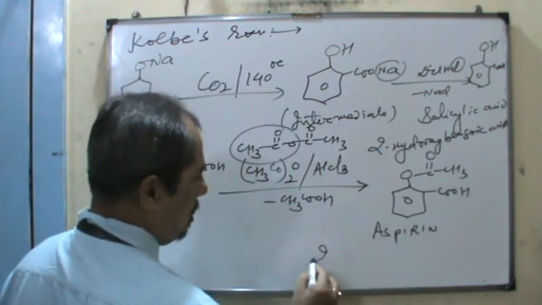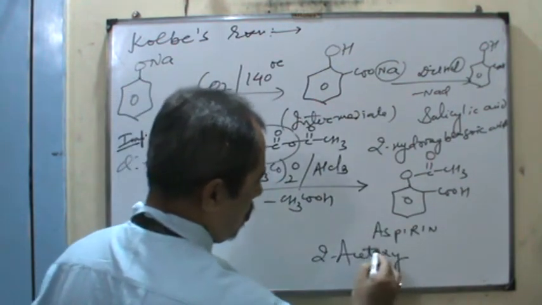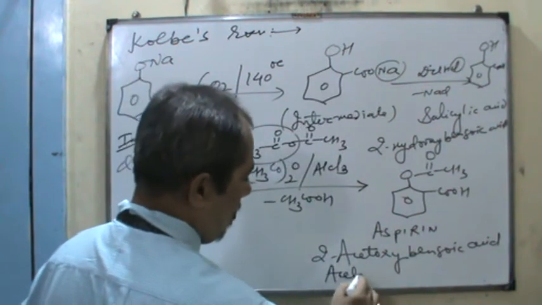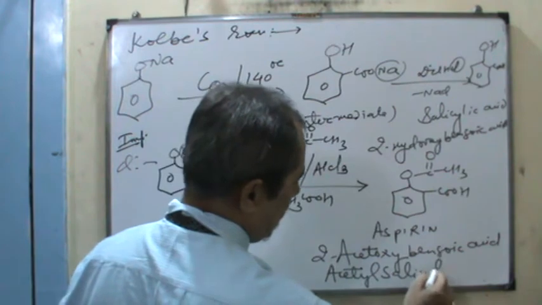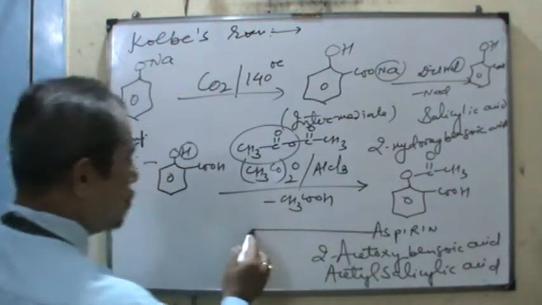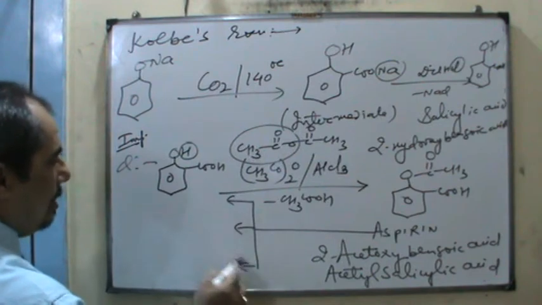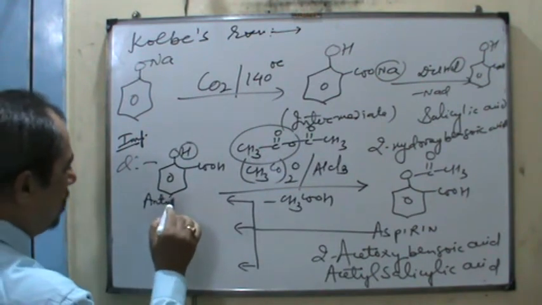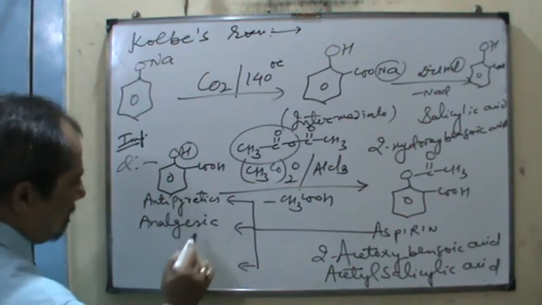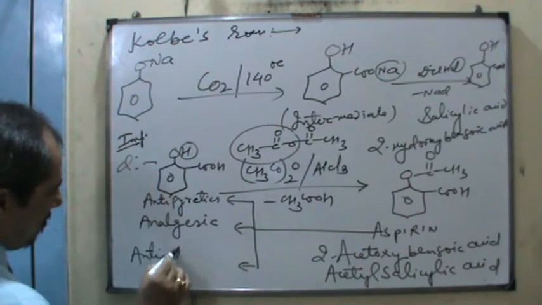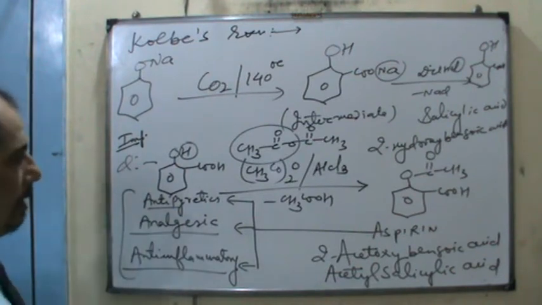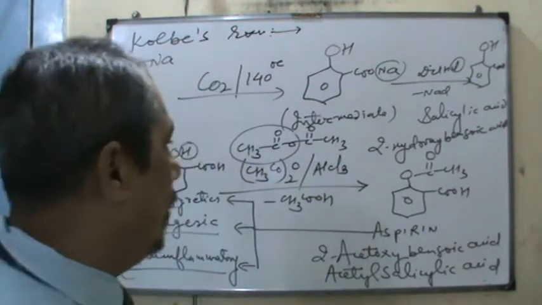right, or 2-acetoxybenzoic acid or acetylsalicylic acid. Now in that case, you see, aspirin is widely used as an antipyretic to bring down the fever, an analgesic, or anti-inflammatory. Right, three things are there, a wider spectrum of use of aspirin.